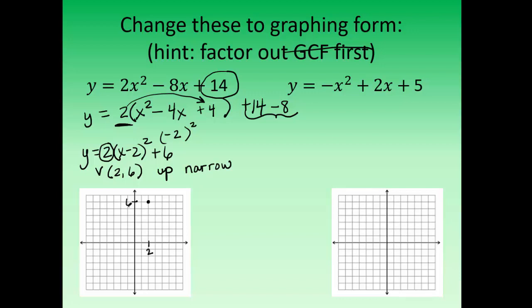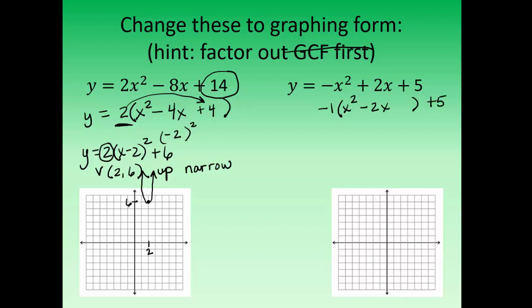So our vertex is here, it opens up, and it's a little more narrow. It's just a rough sketch. You could plot points if you want to be more precise. Let's try this other one. The only coefficient of x squared is negative 1, so we're going to factor negative 1 out of x squared and also the x term. Leave a space, and the 5 stays out.